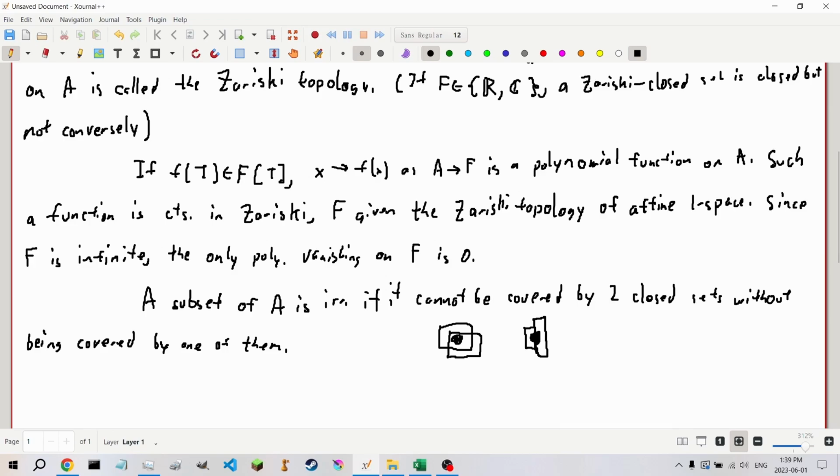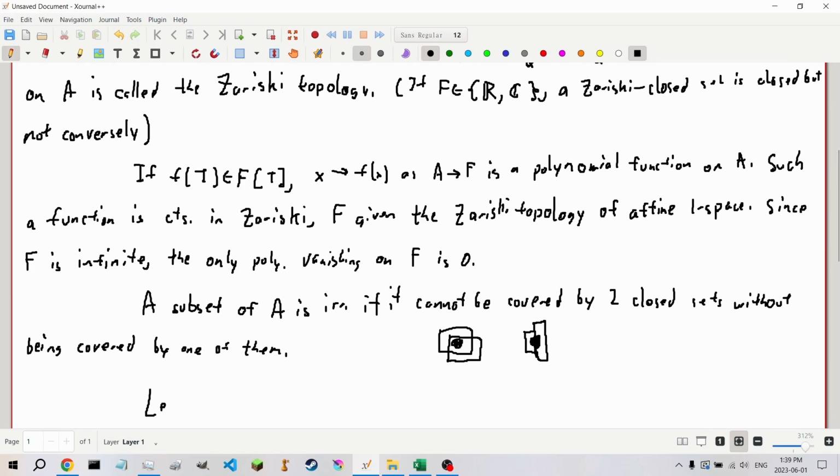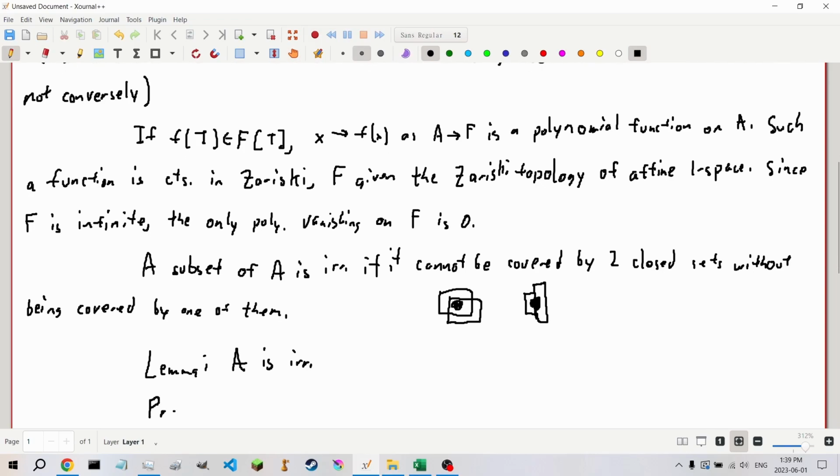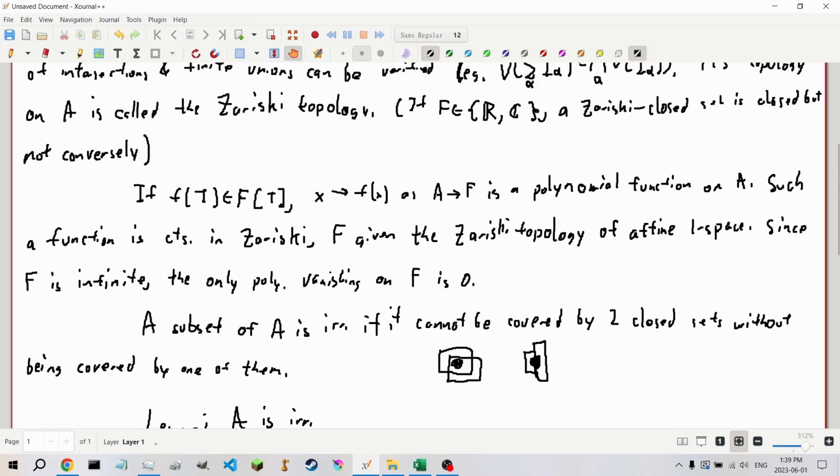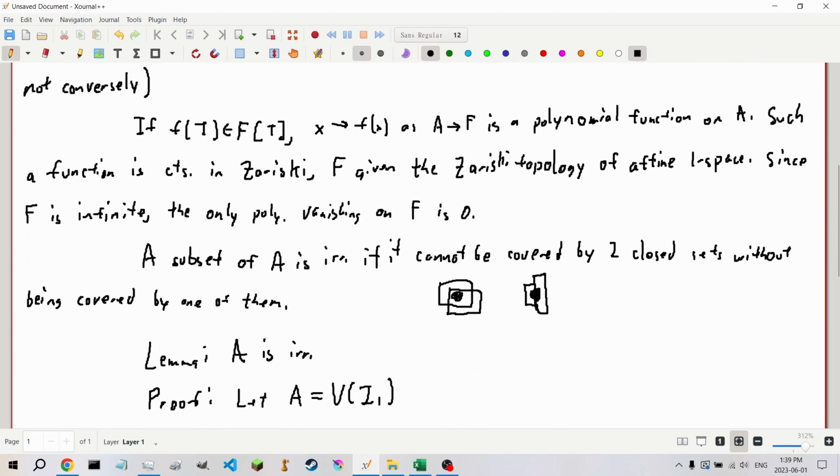Alright, so our first lemma just states that A is irreducible. And the proof: let A be the union of the closed set of an ideal I_1 unioned with the closed set of another ideal I_2, with both of these V(I) being proper. So not all of A, I believe that means.